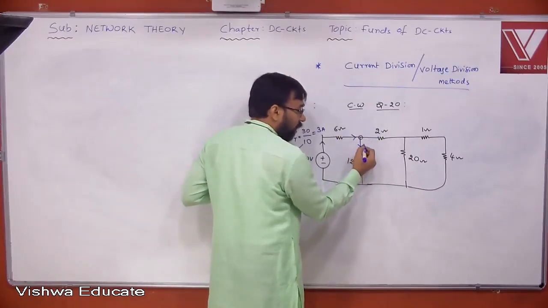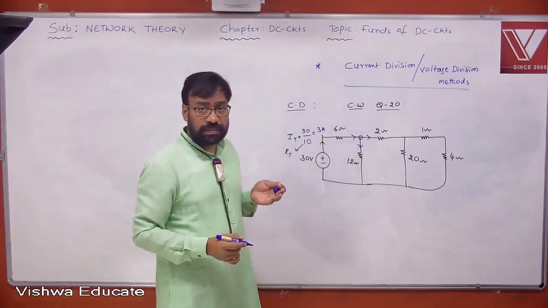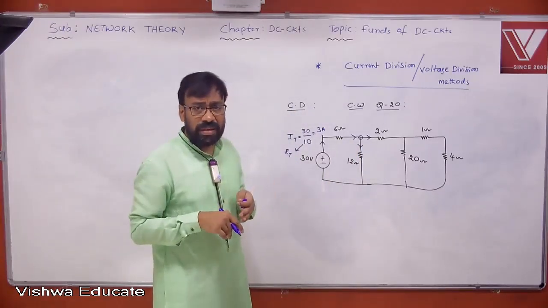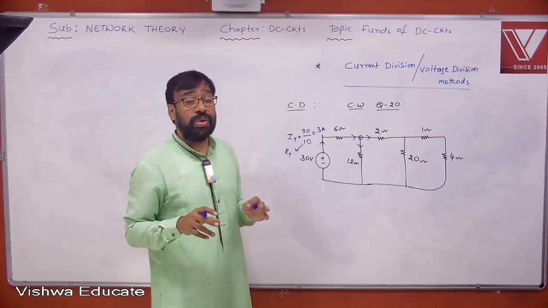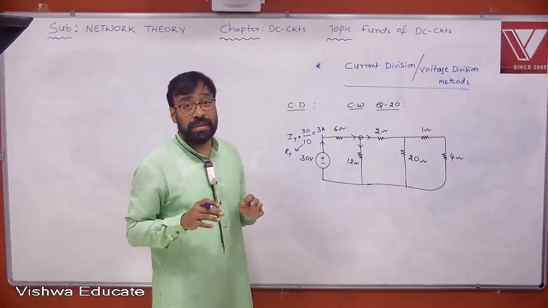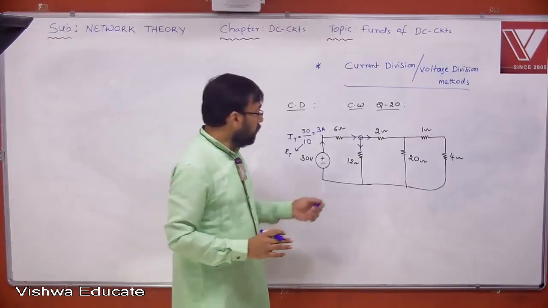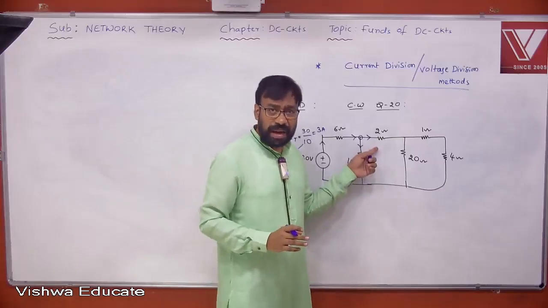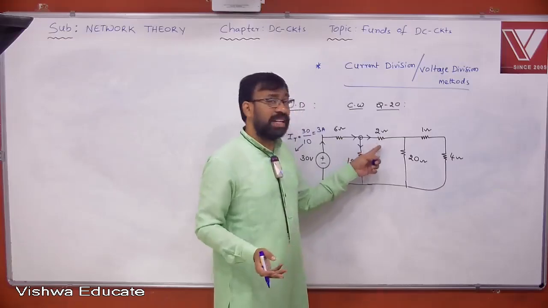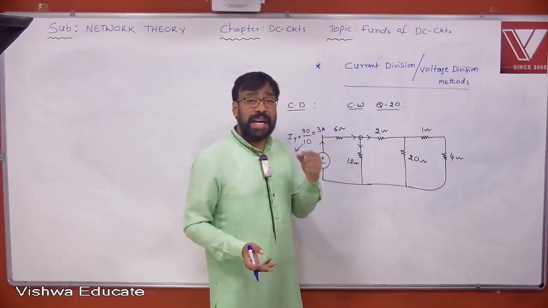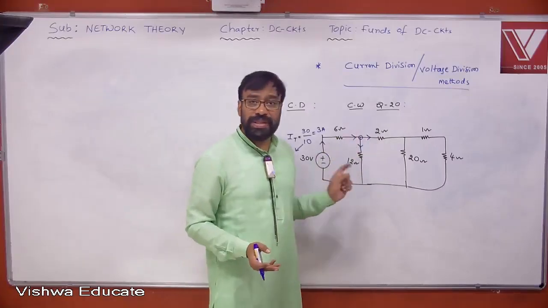Now let's find the current here and here. You need to apply the current division rule. To find the current through one path, when the division is taking place, you are supposed to apply what? Current division rule. But is the current division rule applied to parallel elements, series elements, or neither series nor parallel? Absolutely only for parallel elements. See how these 12 and 2 are connected? Are they in parallel? No, they are not in parallel. These two are neither series nor parallel. Therefore, the current division rule is not applicable to this 12 and 2.